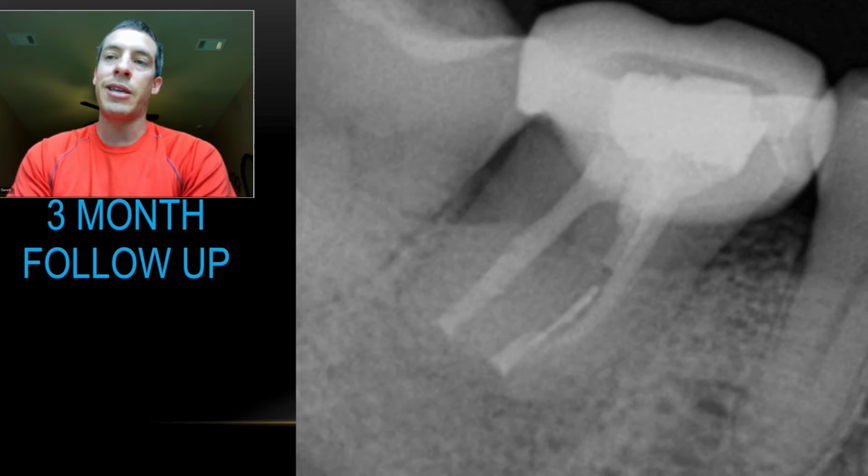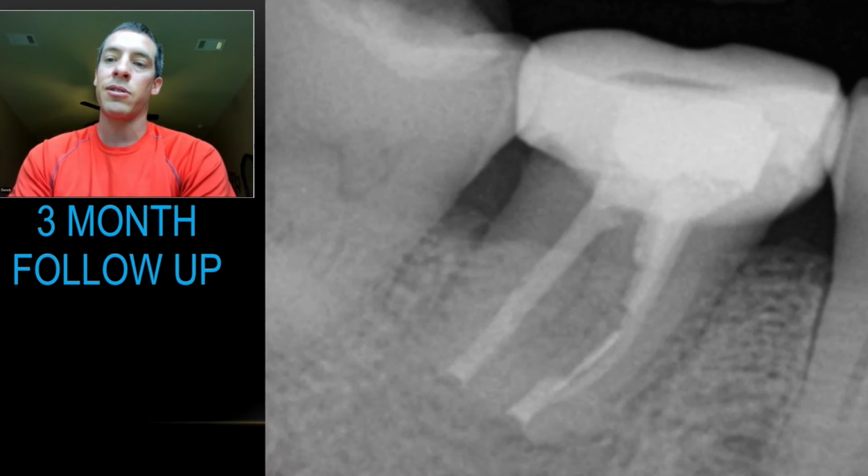I like to see them in a week, then I like to see them in a month, and then I go to the 3-month, the 6-month, and then we start to do annual recalls. So here's just another picture of the 3-month, which was pretty miraculous to start to see bone filling in already in that area of periapical radiolucity starting to heal.